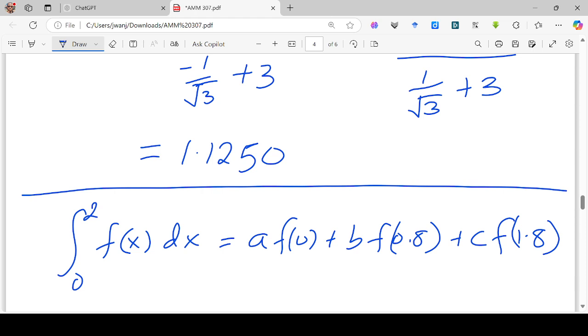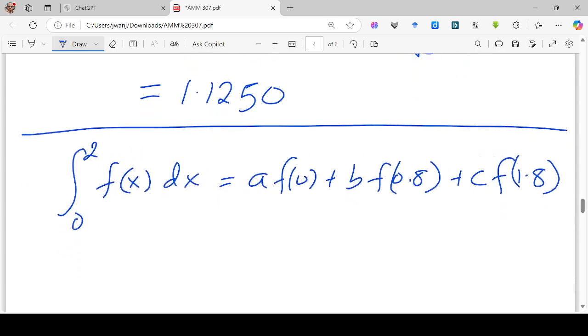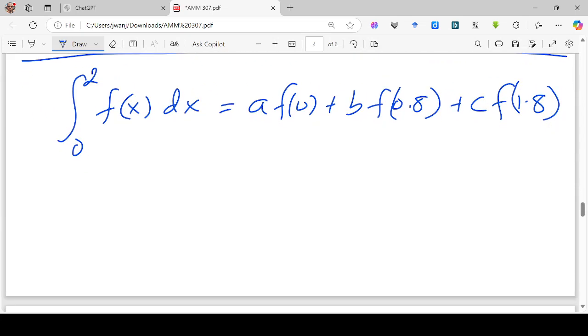Here, a, b, and c are constants. So you want to determine the values of a, b, and c such that this method is made exact for a polynomial of the highest degree possible. To solve that problem, we first note that the integration method here has 3 unknowns. The unknowns are a, b, and c.